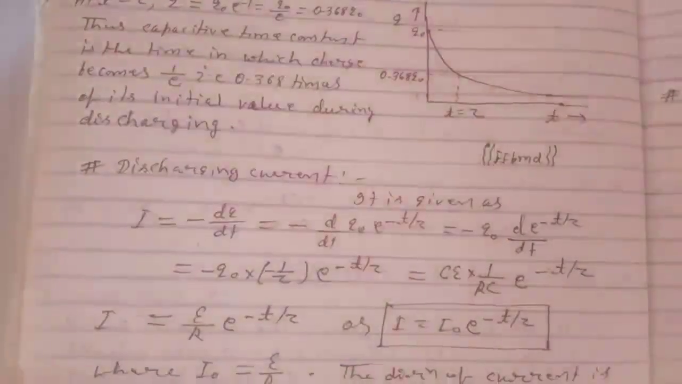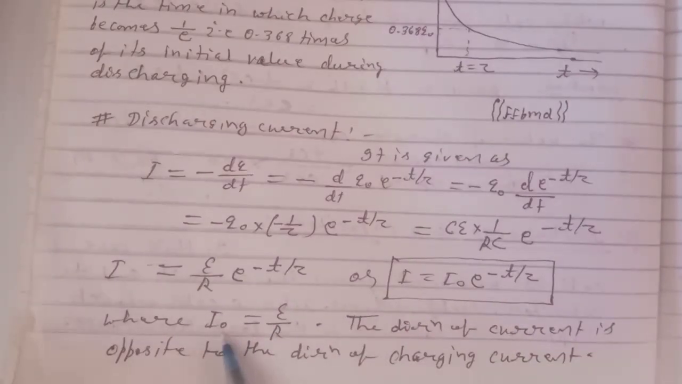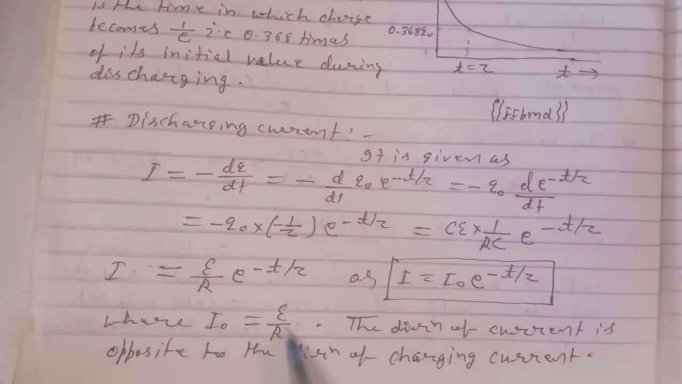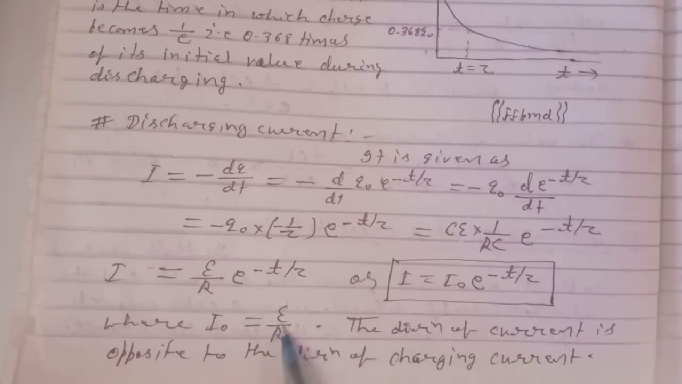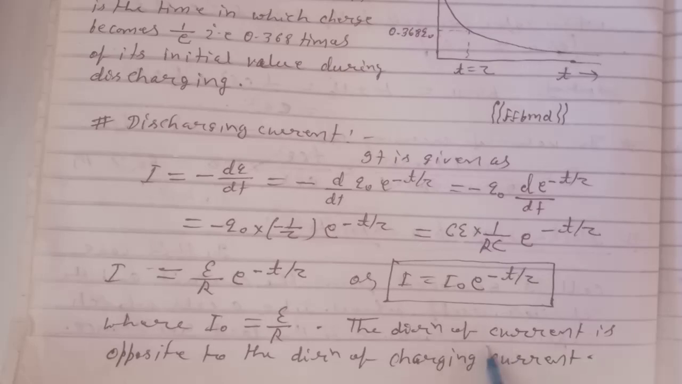where I naught, or I zero, is equal to E by R, and this is the initial value of current in the circuit, and the direction of current is opposite to the direction of the charging current. Here it is to be kept in mind that the direction of current is opposite to the direction of the charging current.